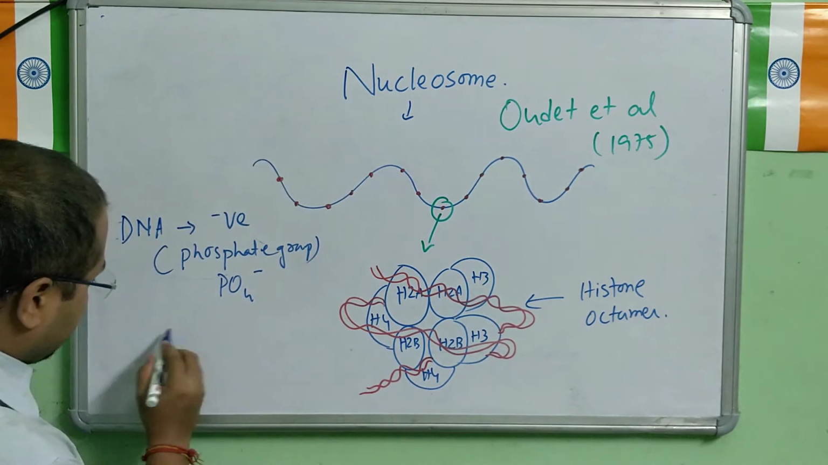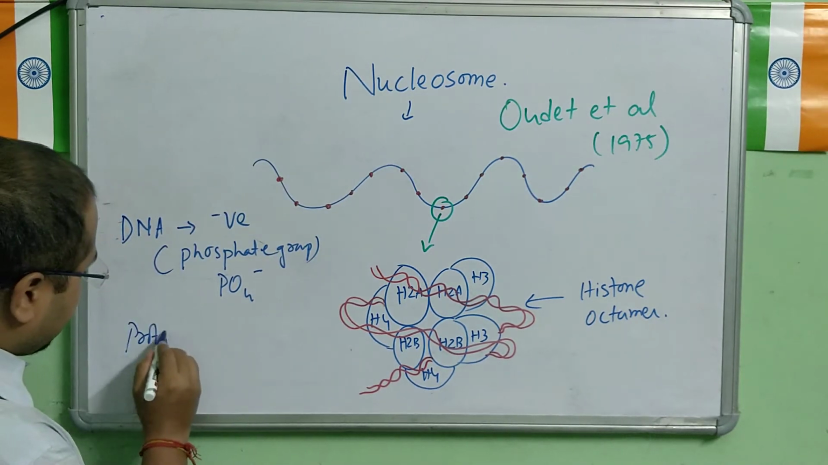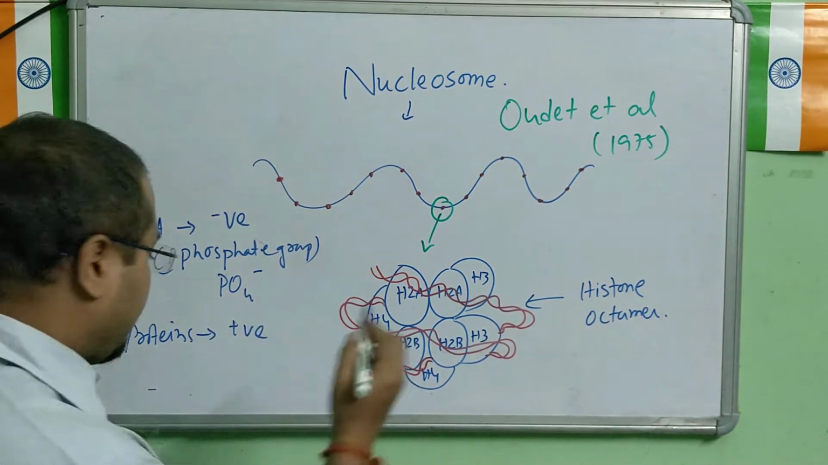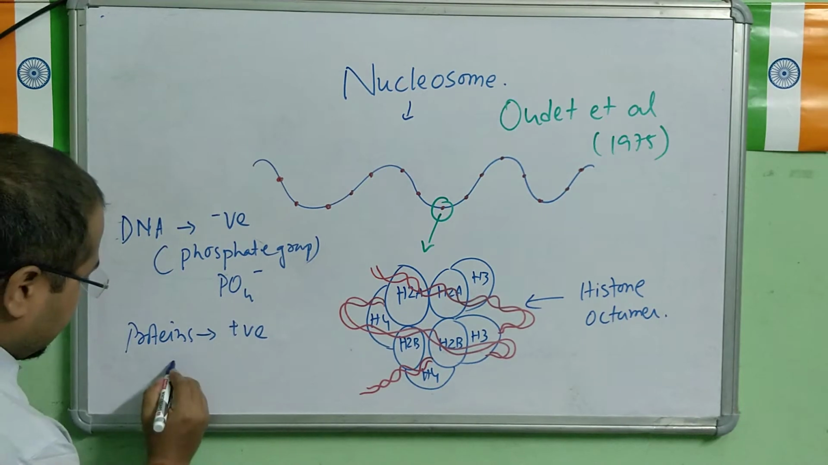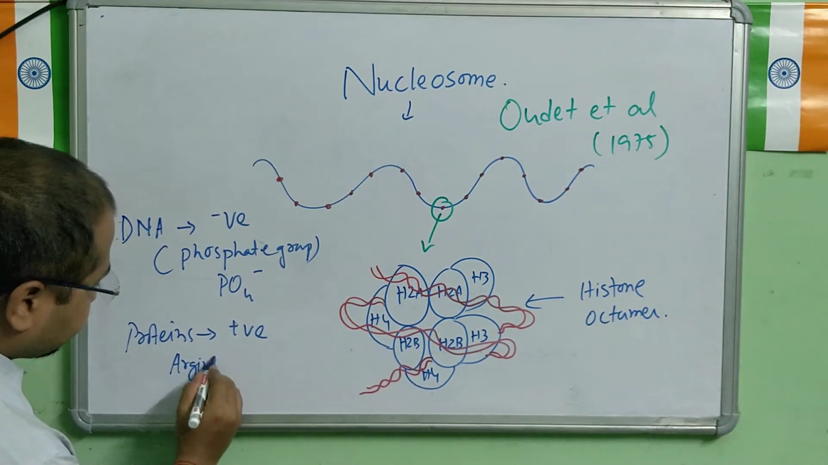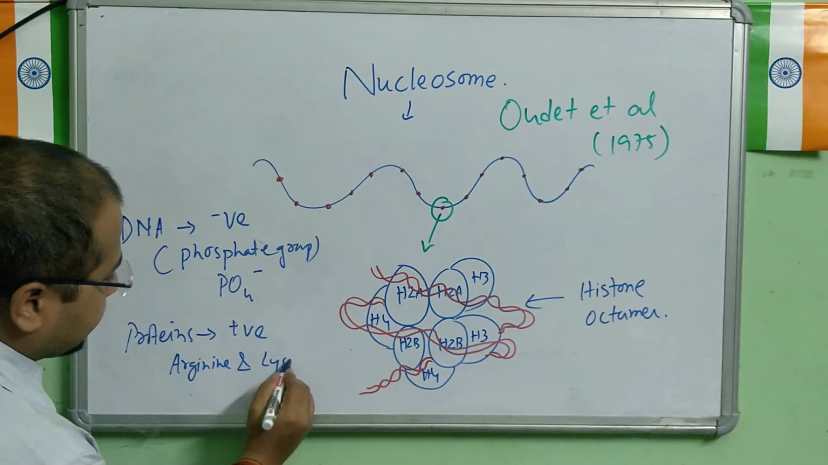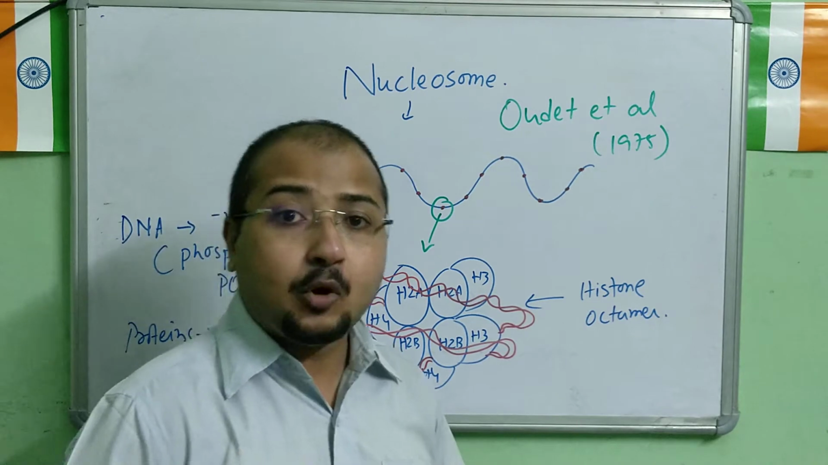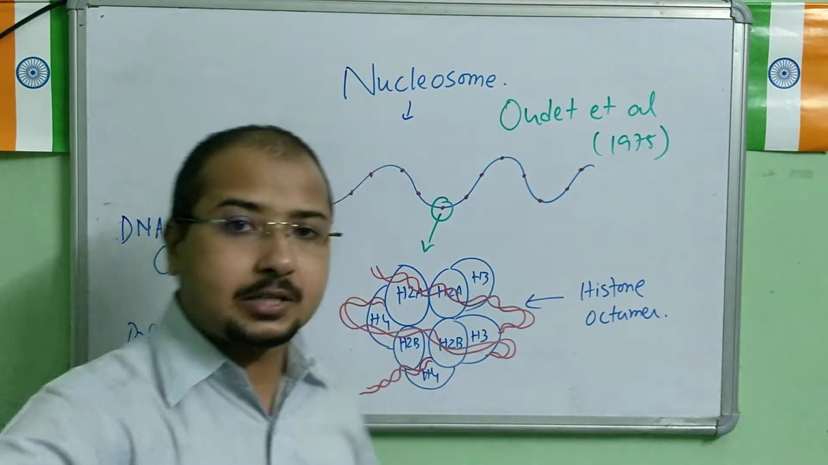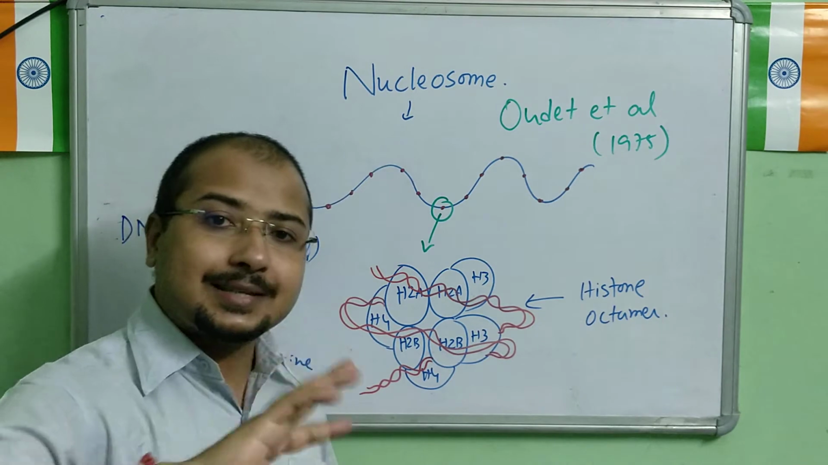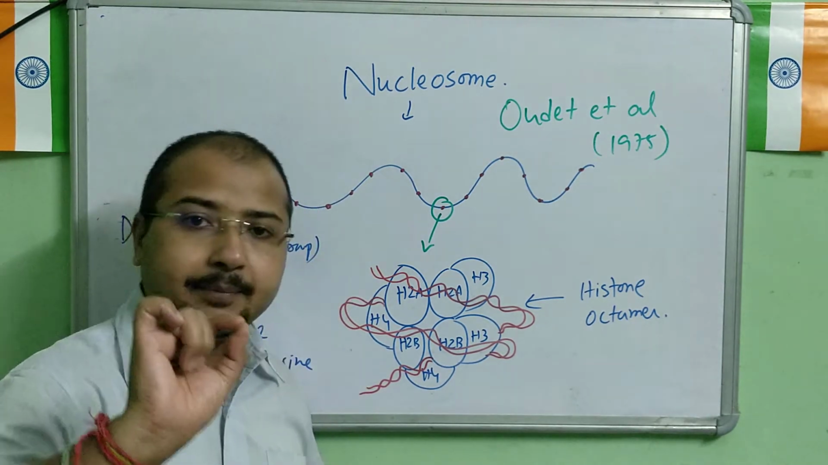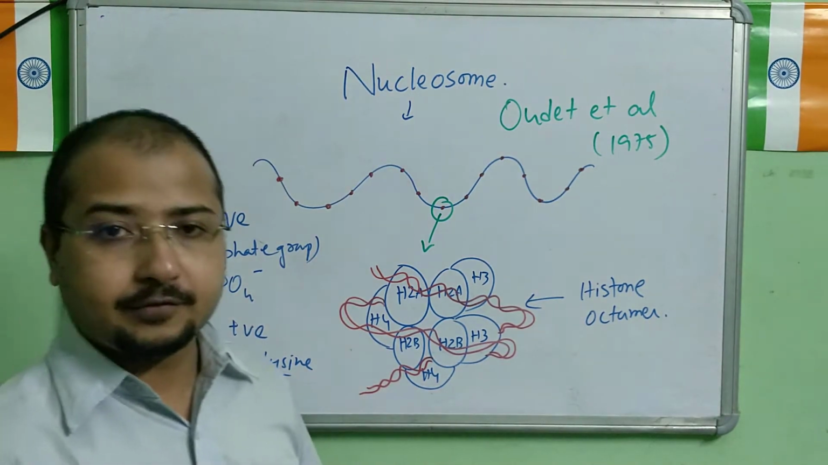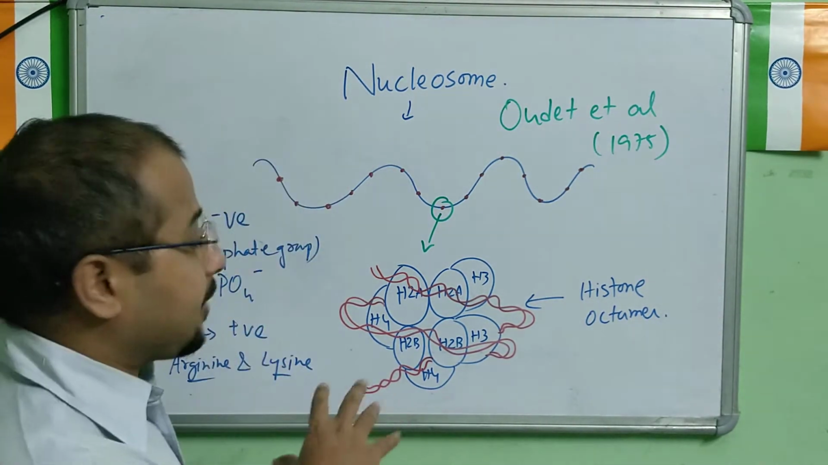Proteins here are positively charged. Okay, why positively charged? Because of the presence of arginine and lysine. These are the two amino acids which are positively charged. So we see in the proteins two positively charged side chains, okay, polypeptide chains, of arginine and lysine. Both of these amino acids are positively charged. That is why the protein becomes positively charged.